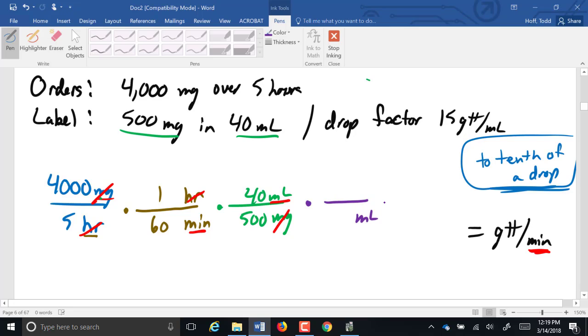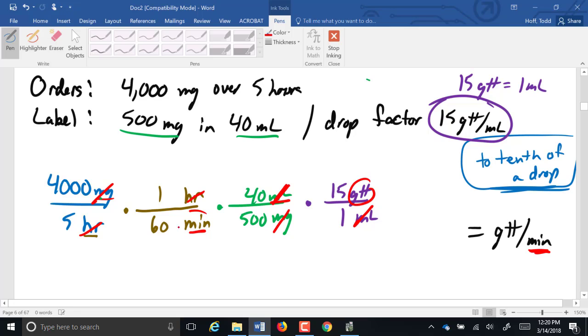Now we look for a relationship with milliliters. And remember, this rate is also an equivalency. That is saying 15 drops is equal to 1 milliliter. So they're saying 1 milliliter is equal to 15 drops. So the milliliters cancel, and now we do have drops per minute, which is what we want. So we're going to multiply that out. 4,000 times 1 times 40 times 15.